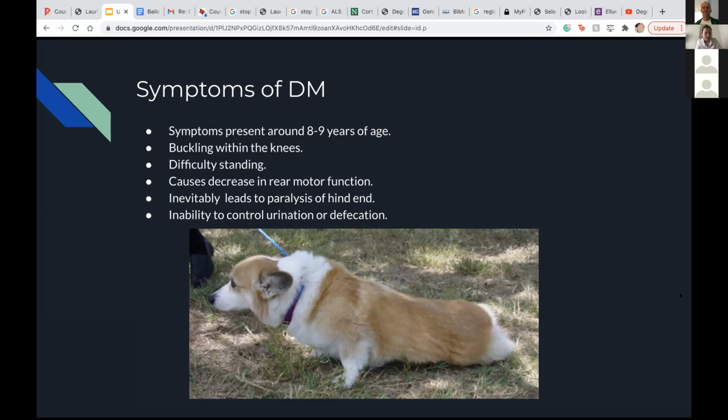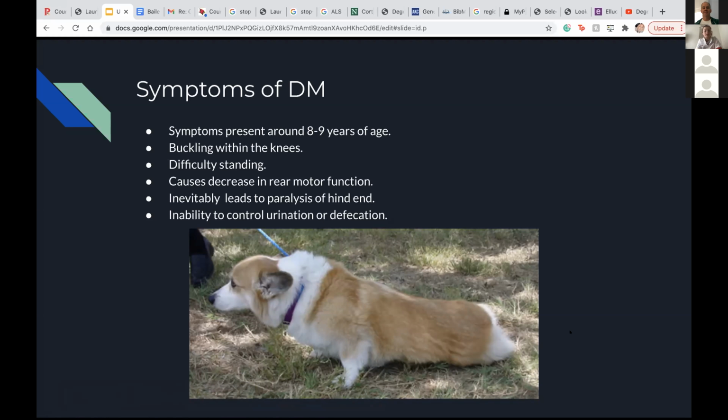That's really the main symptom that you're going to see in these dogs, is the decrease in the rear motor function. And inevitably, it leads to paralysis of the hind legs, which is, for example, this corgi right here in the picture. You're going to see that the back of the body, he's unable to hold up the entire back of his body because he lost all function in those hind legs. And they'll have the inability to control urination or defecation, like I mentioned before.